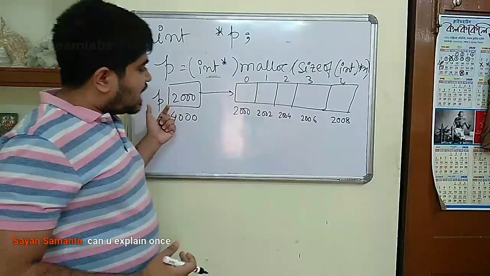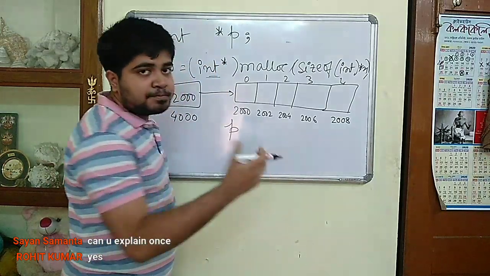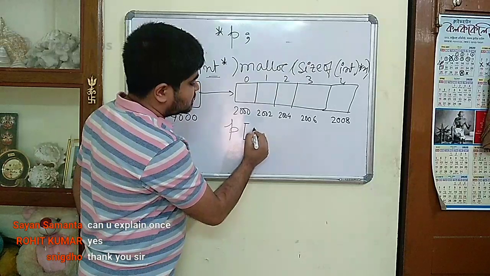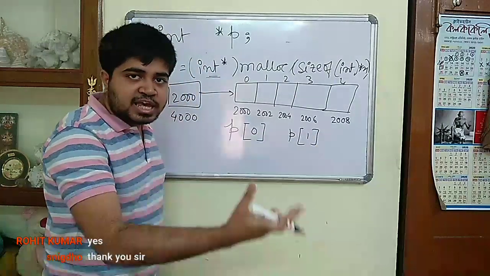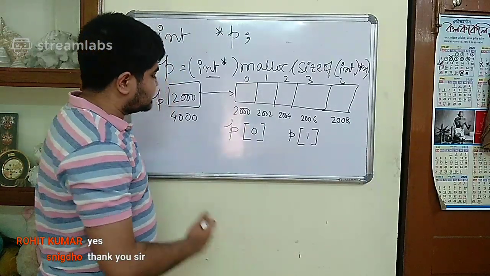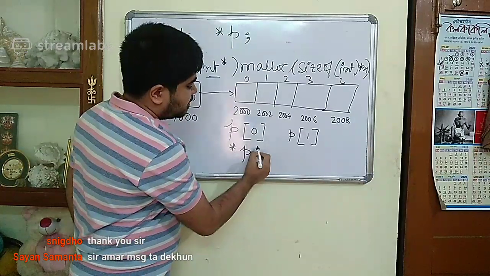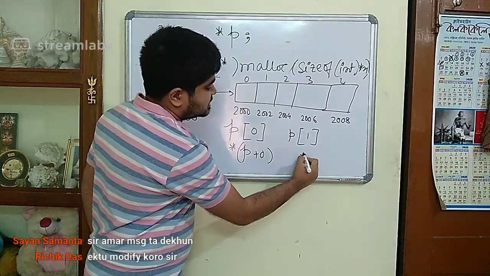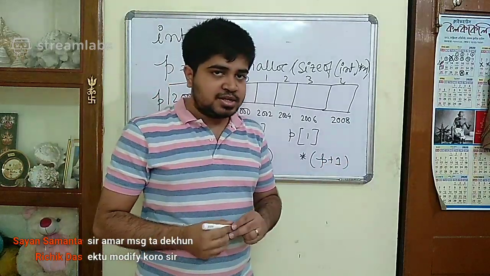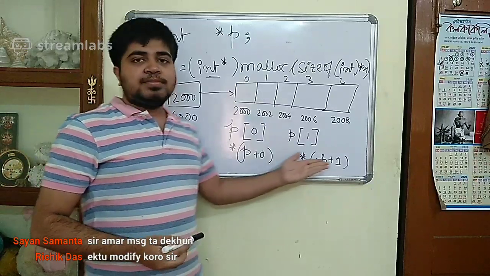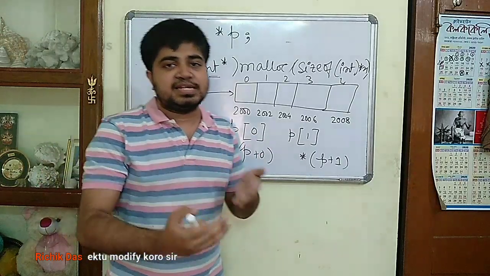Now, after this very allocation, what I need to do is use the memory. So P of 0, P of 1, all these allocations can be used in this very manner. Or another thing we can do is star of P plus 0, star of P plus 1. So all these things can be done, either through pointer or through simple array indexing.